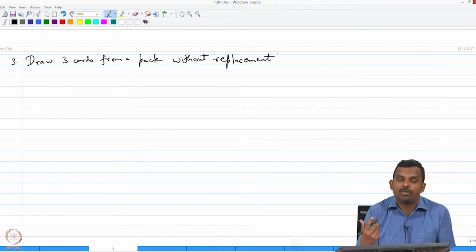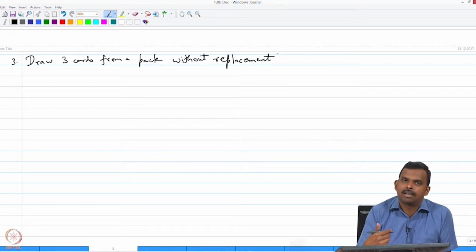Okay. So, you have a pack of 52 cards. Once again I am going to draw 3 cards from a well shuffled pack, and then you pick 3 cards at random. Okay. And what are the kind of random variables that one can define? I am not replacing. Okay.